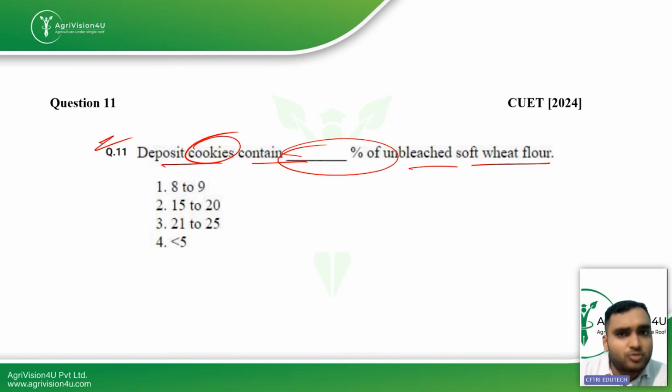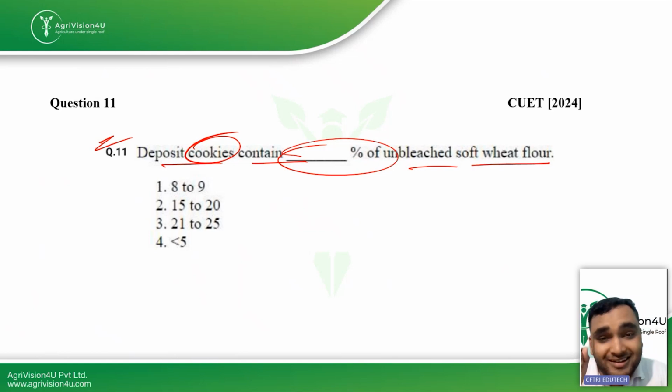Cookies are also made by two methods. First is your dough method and second is your batter method. In the dough method, you make a hard dough out of your wheat flour, and then you make cookies out of it by the cutting method or by various different roller methods. But in deposit cookies, you will make a soft batter of that cookie. You will deposit that on a running conveyor, and that will form the shape of that cookie.